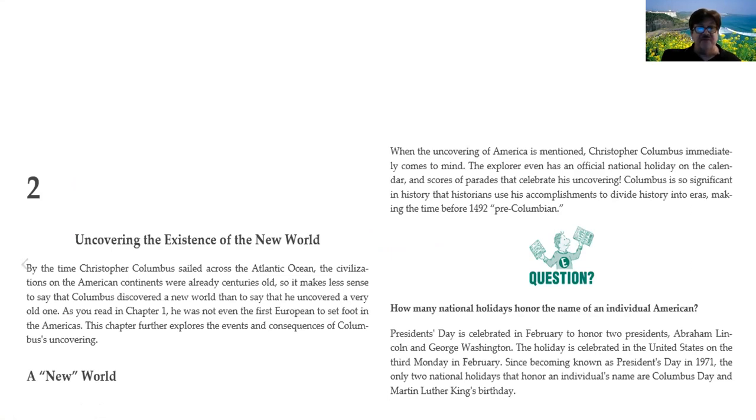So we start here. By the time of Christopher Columbus, I'm sure everybody knows him, we have the Christopher Columbus holiday. Columbus sailed across the Atlantic Ocean. You come from Europe directly across, that is the Atlantic Ocean. The civilizations on the American continent, and that includes South America, there's a North and South America, were already centuries old. You might know people like the Aztecs and the Mayans. Down south, in Peru, you had the Incas. And then, of course, the American natives here, Apaches, Cherokees, and on the East Coast, Mohicans. Those were the civilizations that were already centuries old here.